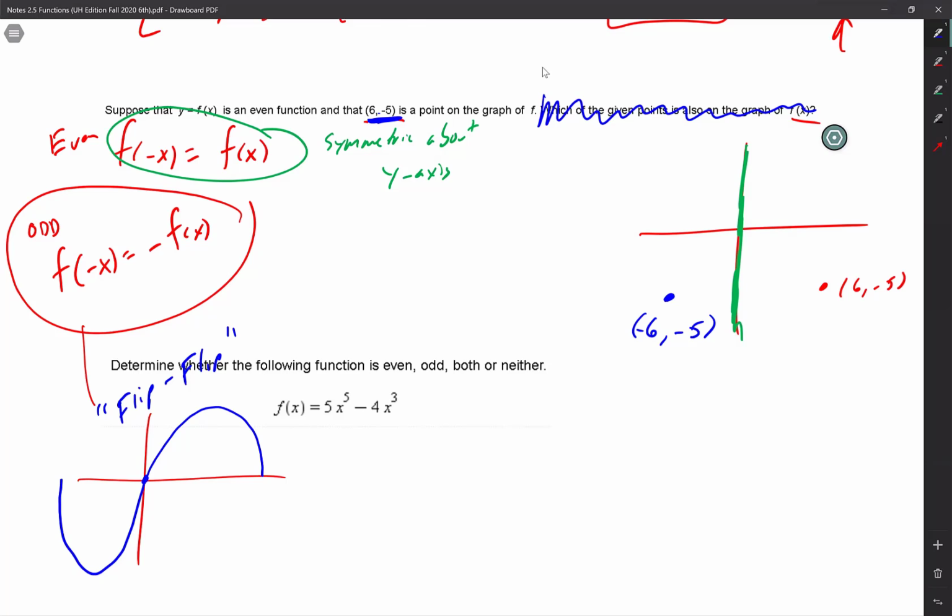Does that make sense to you guys? You can unmute your mic and say yes or no. Yes. Okay, awesome.